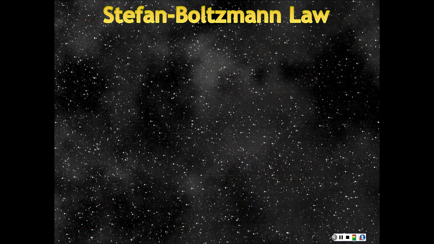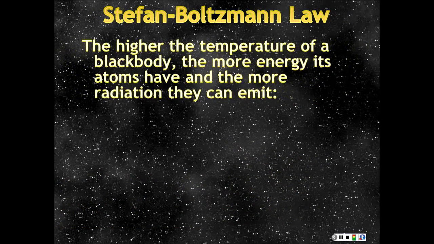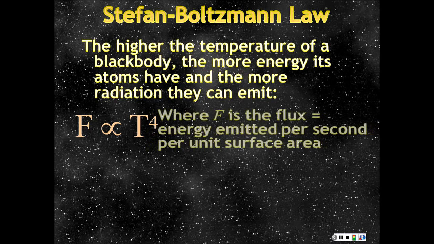Now, there's another law that relates to black bodies and how they emit light. So we already saw in our thought experiment that as we heat up the iron bar, not only does it change color, but it emits more light. And so we have more energy in the atoms and they can radiate more. And what you get is that the flux, that is the amount of energy per second per unit surface area, is proportional to the temperature to the fourth.